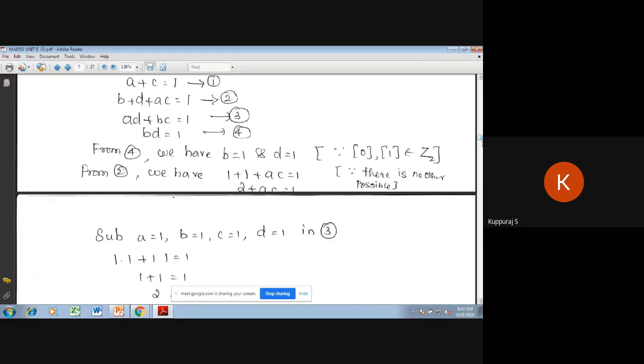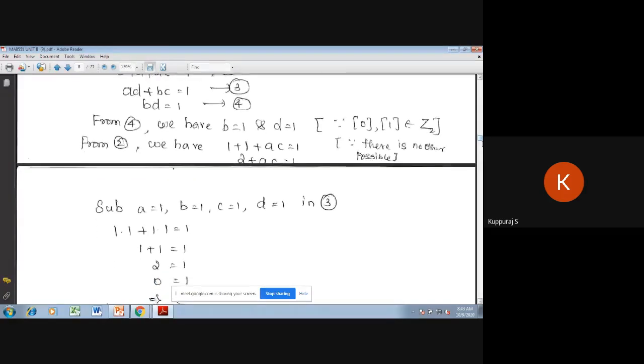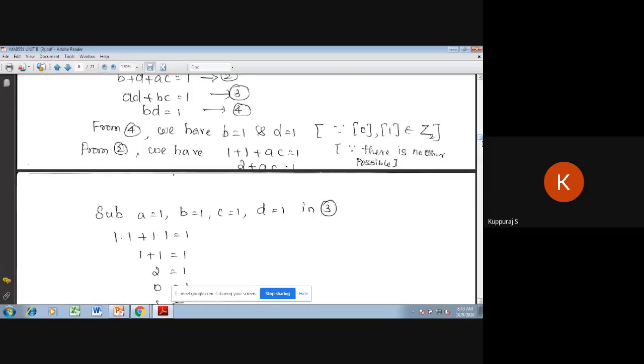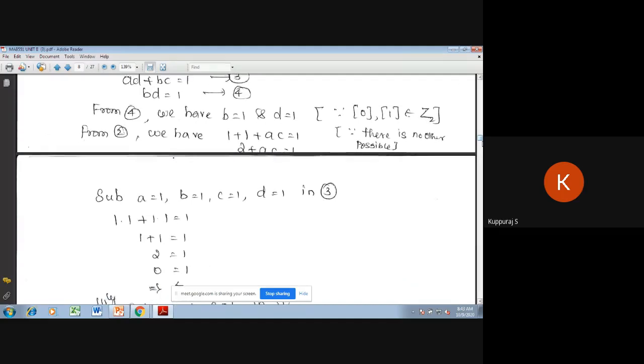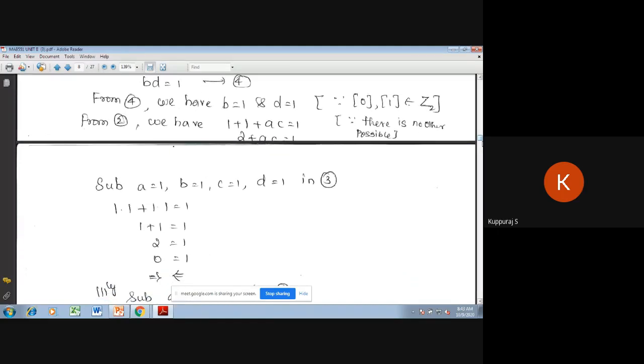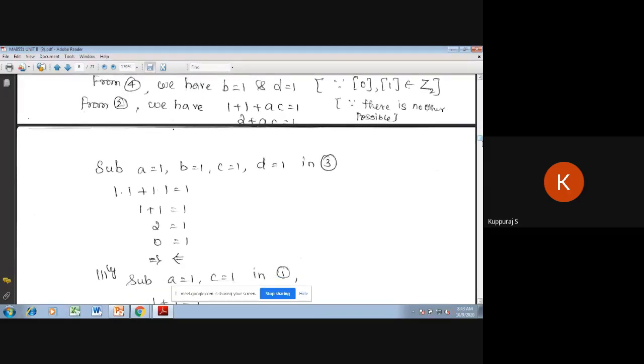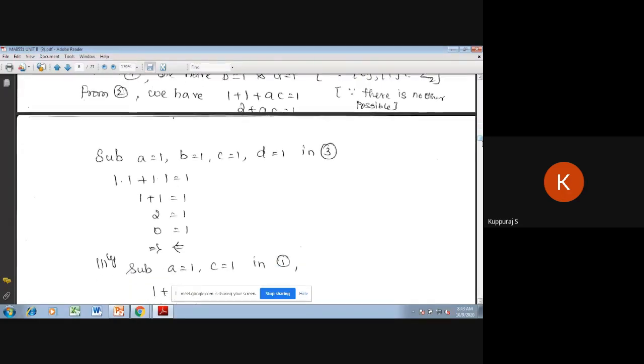Now these values of a, b, c, d are substituted in equation number 3. So we get 1 into 1 plus 1 into 1 is equal to 1, which means 1 plus 1 is equal to 1. Therefore 2 is equal to 1, but 2 is congruent to 0. So we have got 0 is equal to 1, which is a contradiction.